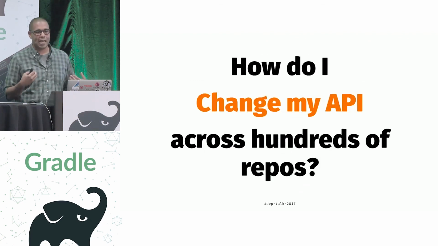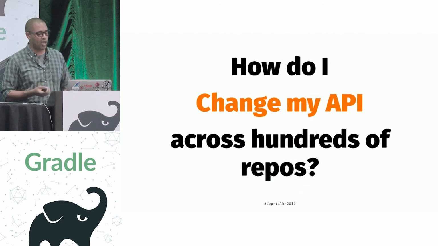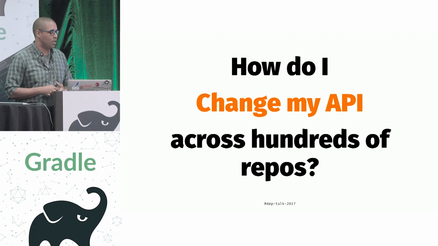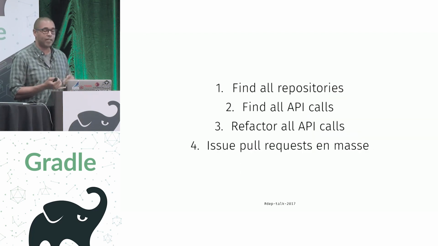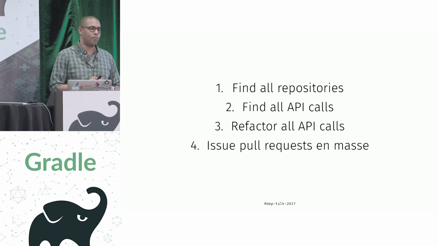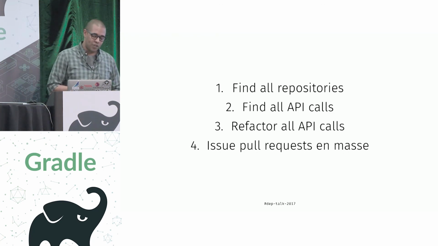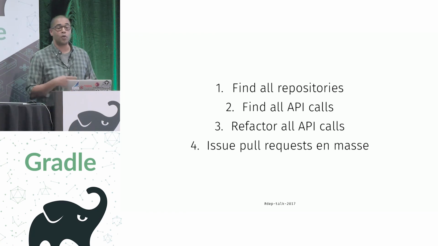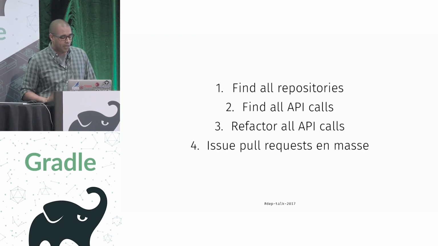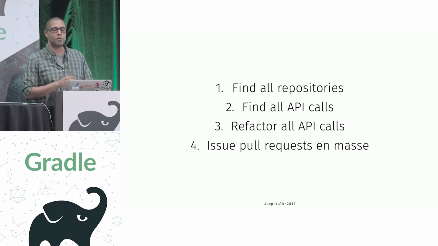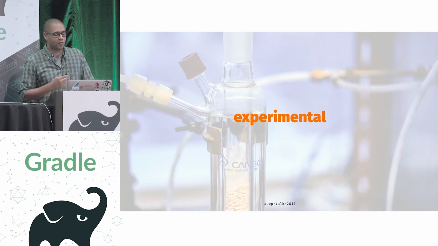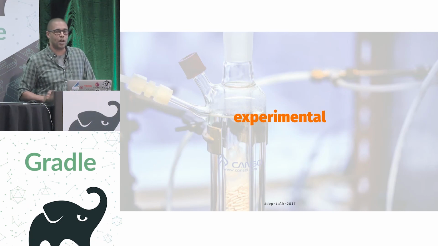You can imagine, as an API owner, how do I change my API across hundreds of repos? The steps might look something like finding all the repositories that are related, finding all the API calls, refactoring all these API calls, and then issuing pull requests en masse, or some alternative refactoring method. Now, we believe that this is something that would be extremely beneficial to Netflix, but it's very experimental at this phase right now.